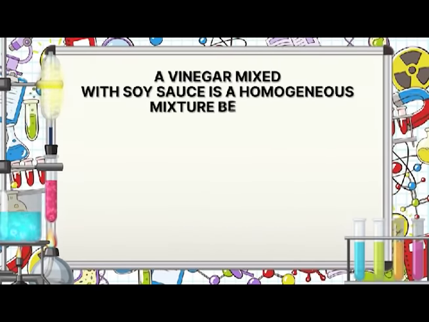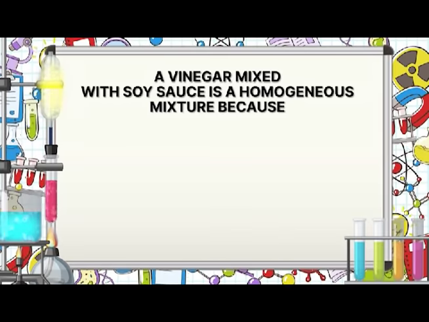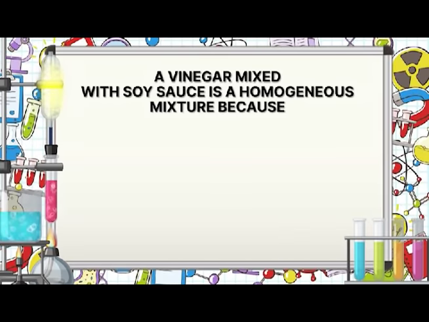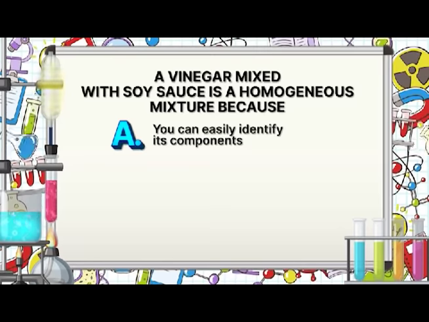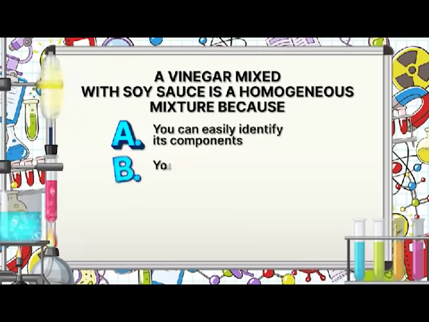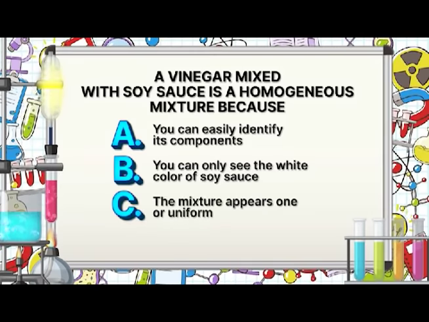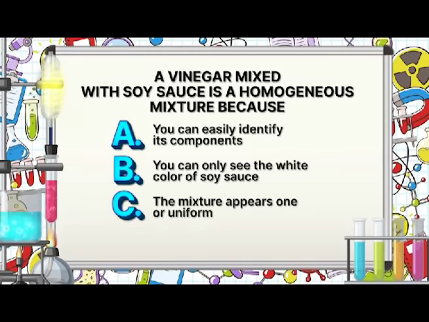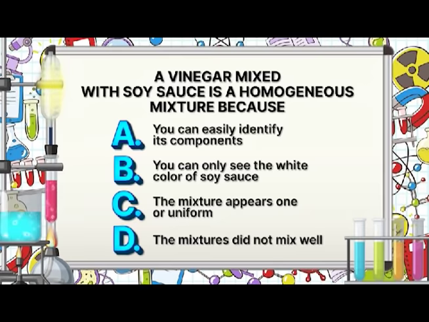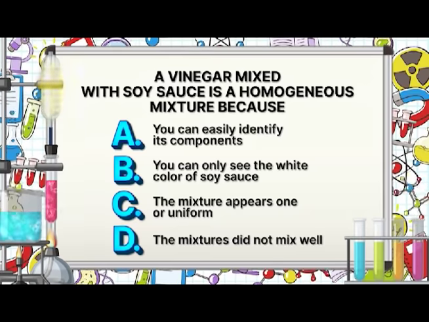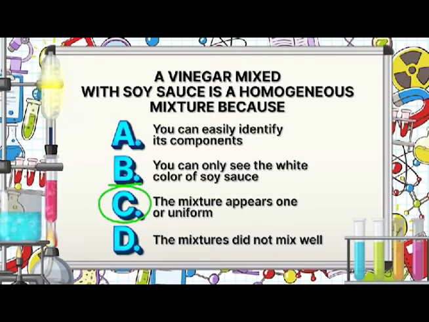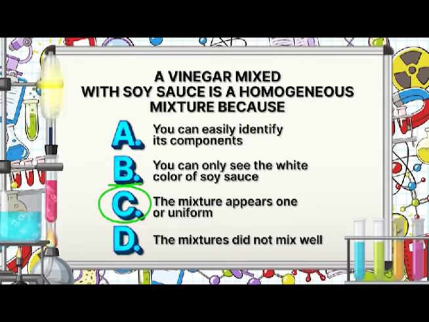Number 3. A vinegar mixed with soy sauce is a homogeneous mixture because A. You can easily identify its components. B. You can only see the white color of the soy sauce. C. The mixture appears one or uniform. Or D. The mixtures did not mix well. The correct answer is C. The mixture appears one or uniform.